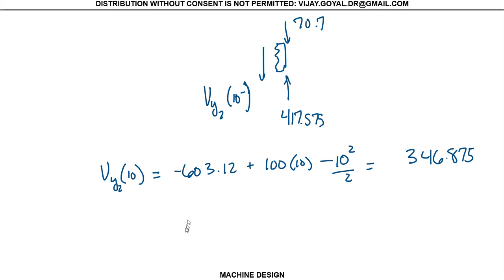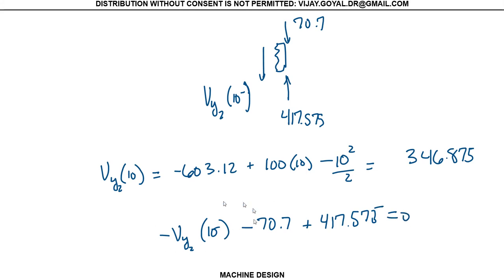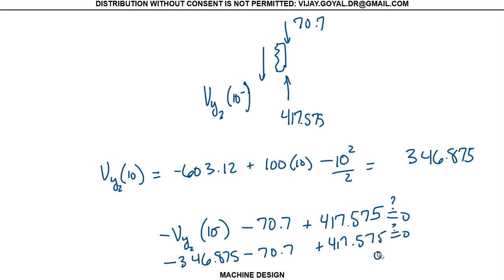Now if I do a free body diagram here, you see that minus Vy2 minus 70.7 plus 417.575 is equal to 0. And if I replace this value in here that I got here, you see that I get minus 346.85 minus 70.7 plus 417.575 is equal to 0, and it actually gives me 0 is equal to 0. I wanted to check if this is actually 0. So that means that my equation is correct.